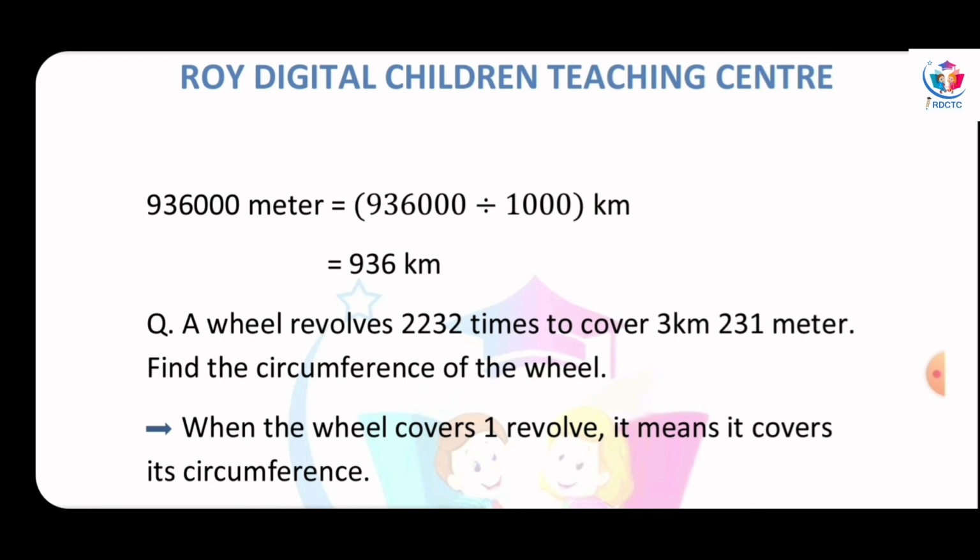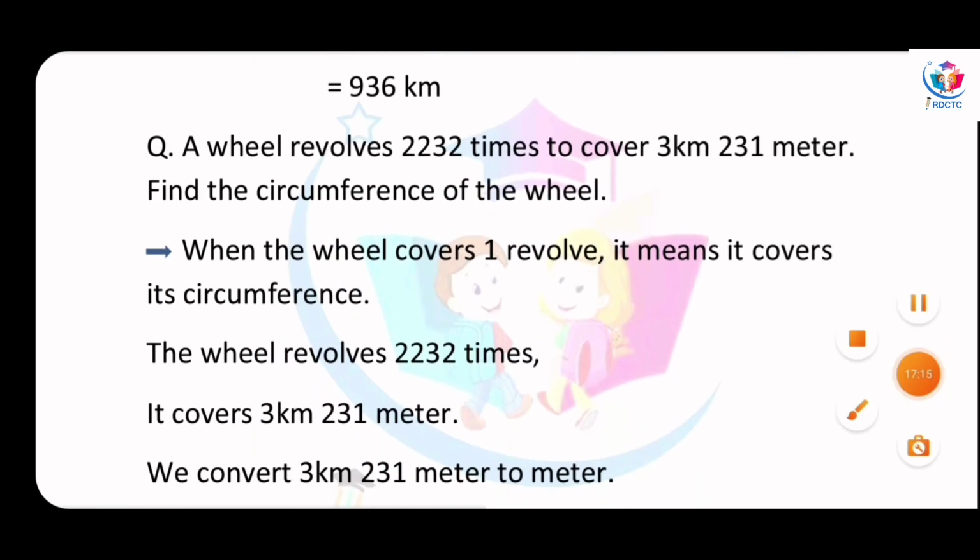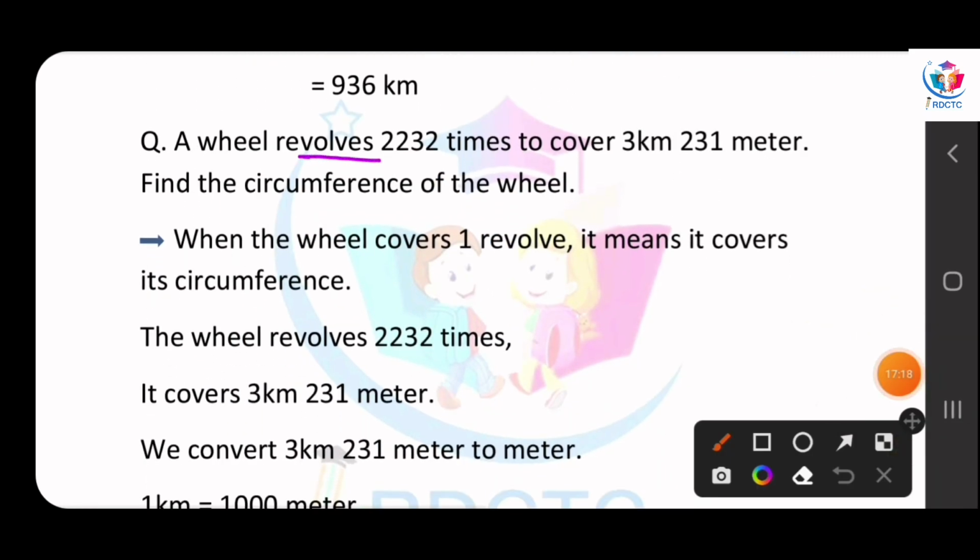Let's see the next question. A wheel revolves 2232 times to cover 3 km 231 meter. Find the circumference of the wheel.